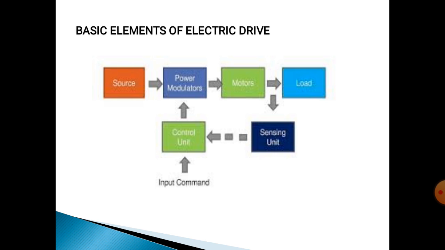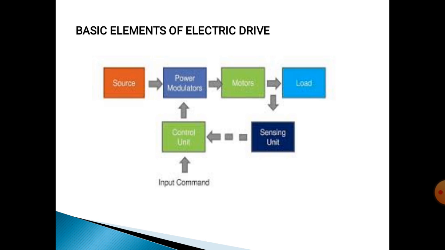And next one is the DC chopper. It is also called a DC to DC converter. A DC chopper converts fixed DC to variable DC. And next one is the cycloconverter. A cycloconverter is a frequency conversion type of power modulator.